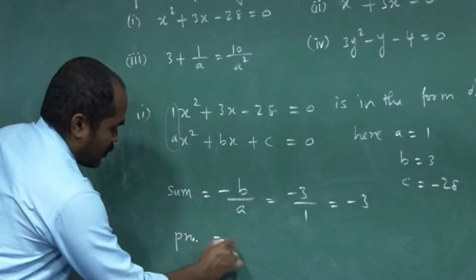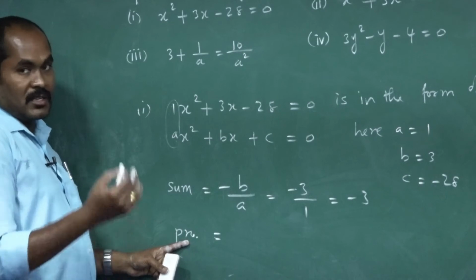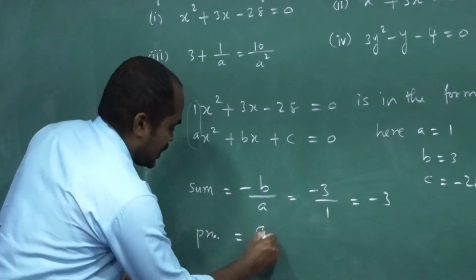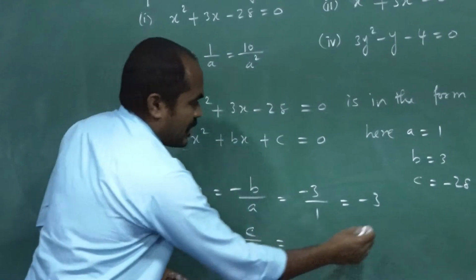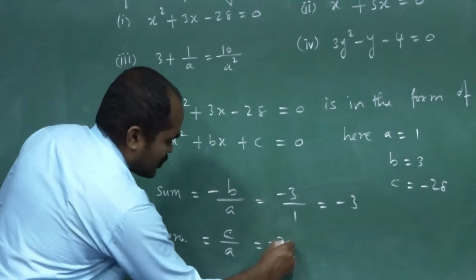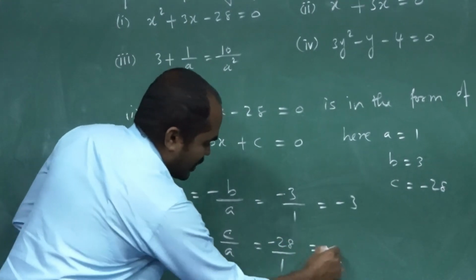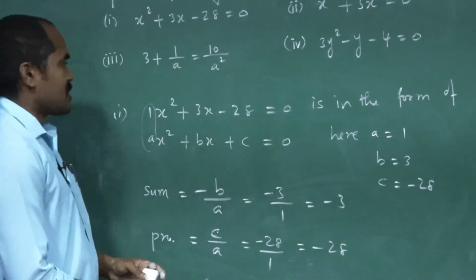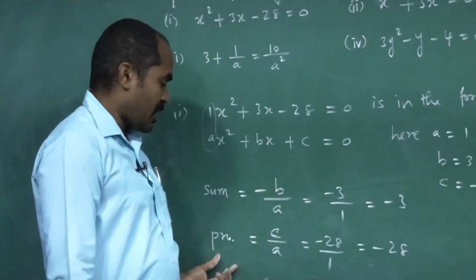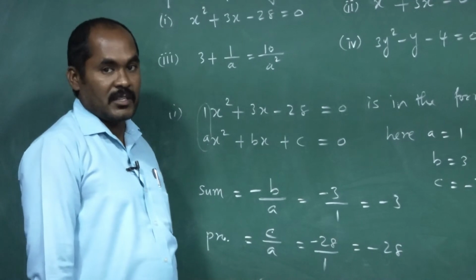Then the product of roots. The product of roots formula is c/a, constant term by coefficient of x². You know c value is -28, a value is 1. So -28/1 is -28. So our first question's answer: the sum of roots is -3 and the product of roots is -28.